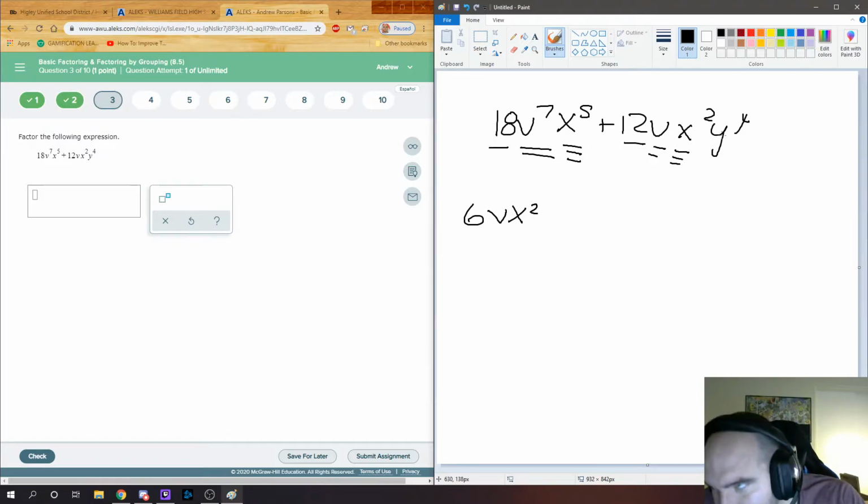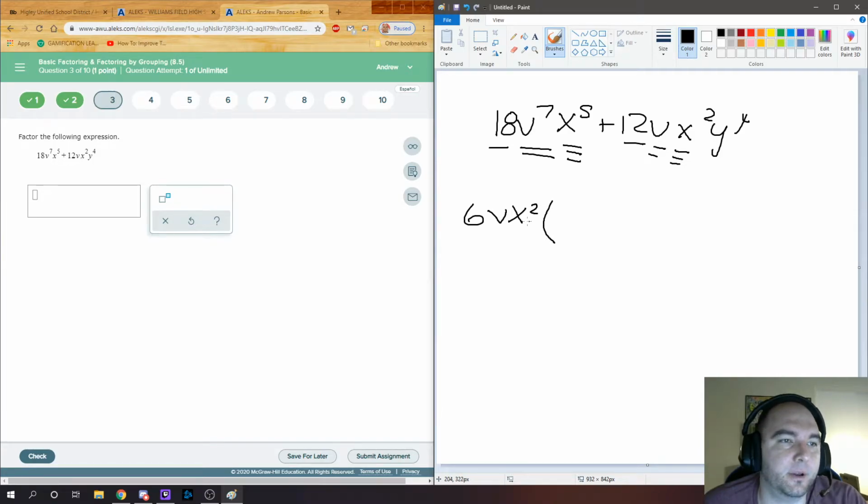Okay, now in the second term, y to the 4th cannot be removed because there's no y term in the first. It's not something I can factor out, you know? So I'm going to leave that one alone. Okay, after I divide by 6, I get 3. If I take out v from v to the 7, I'm left with v to the 6. If I take out x squared from x to the 5th, I get x to the 3.